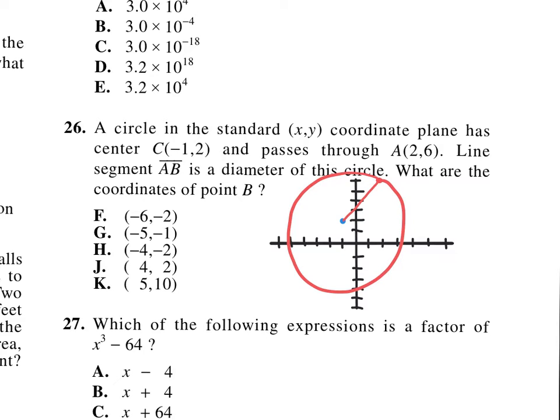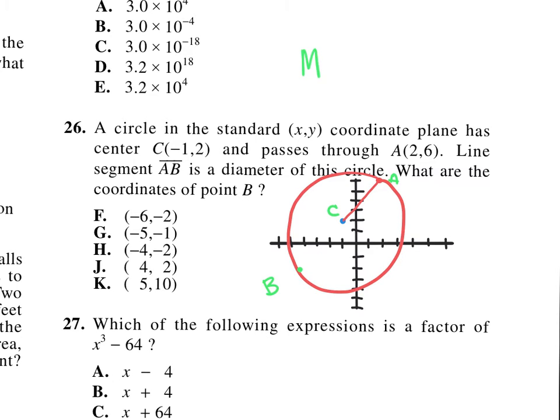So for this one, really, that means that C would be the midpoint, right? So if this is C and this is A, B would have to be somewhere over here, right?